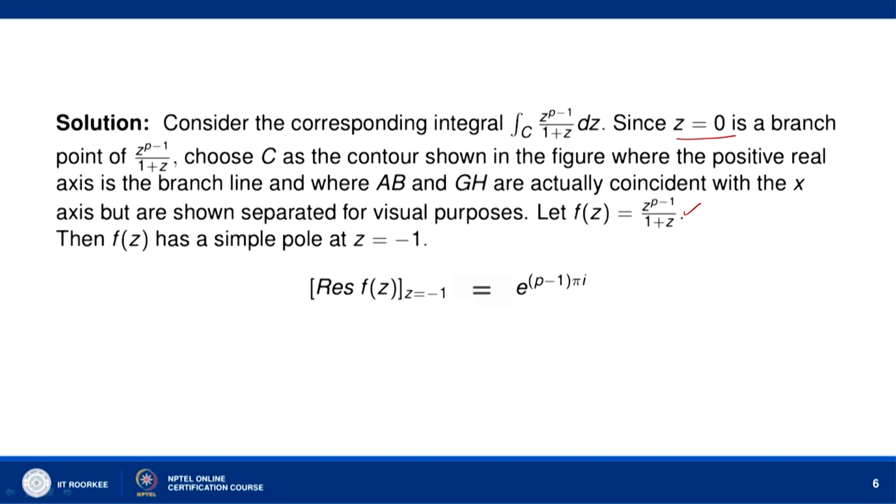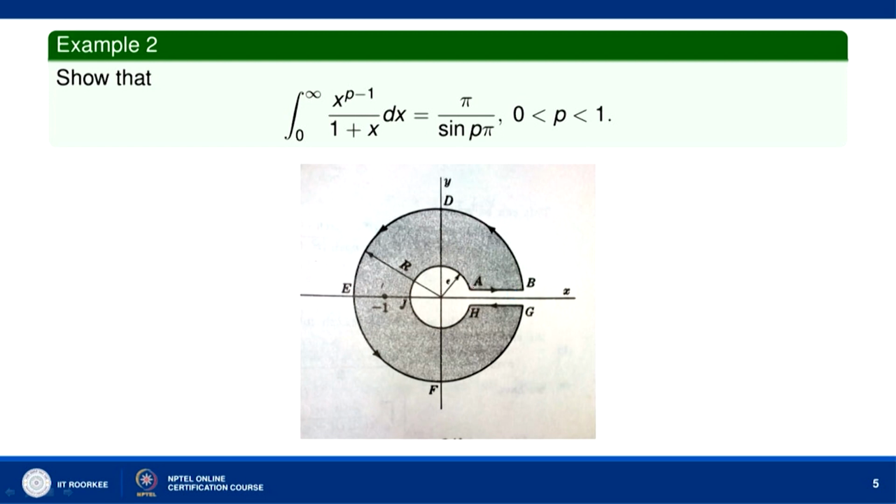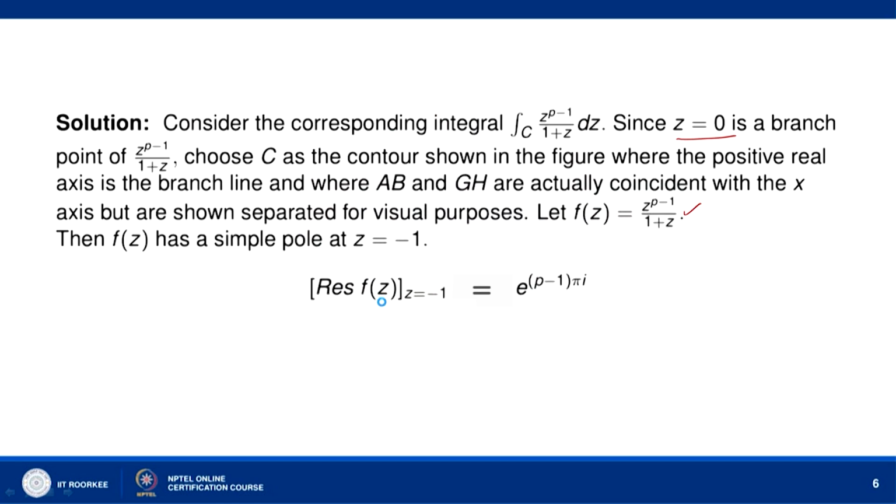when you consider this contour, you move along A B, then along this outer circle, along G H, then H J R A, and then you come back to B. So, we have this simple closed curve C, which contains the simple pole at z equal to minus 1. So, we have to find the residue of f of z at z equal to minus 1, and in order to do that, what do we do?